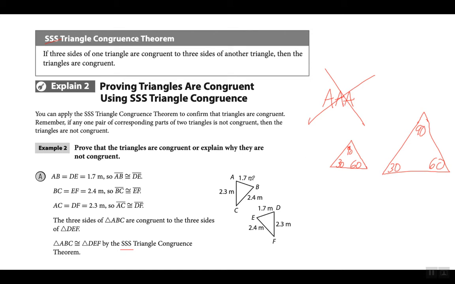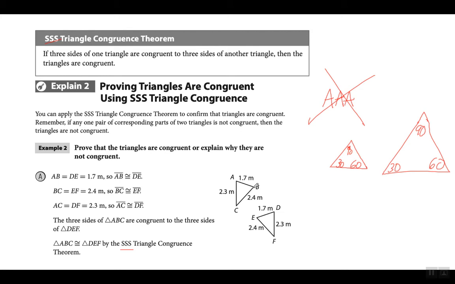One thing I forgot to mention, I said it in Spanish but forgot to mention in English, is that with the SSS triangle congruence theorem, even if we don't know the measures of the angles, once we know that all three sides are congruent in both triangles, that means that all three angles are also going to be congruent, even if we don't know what their measure is.